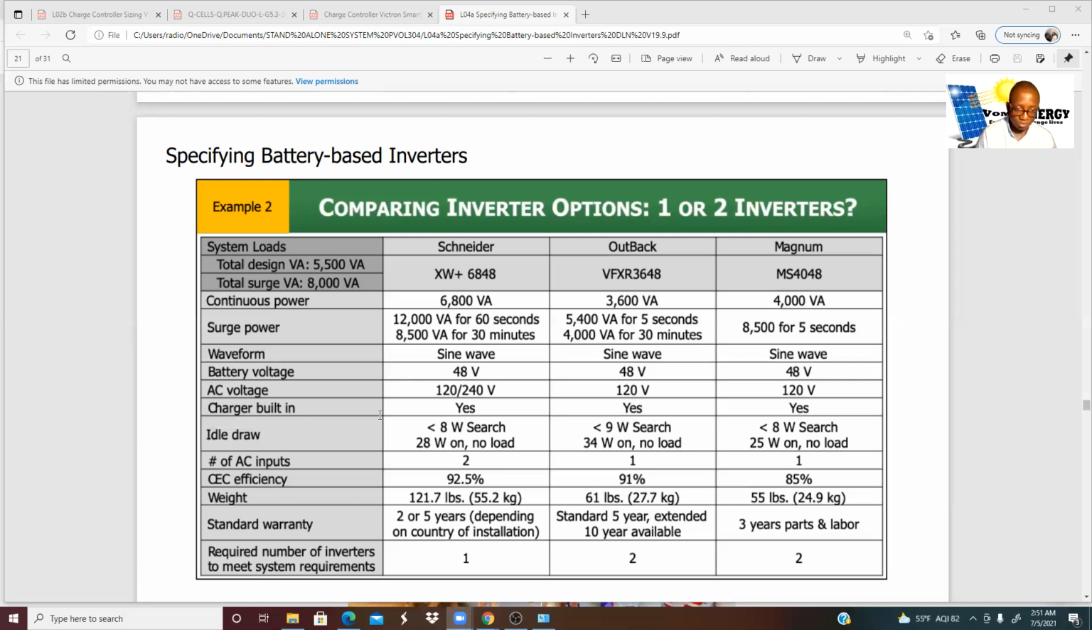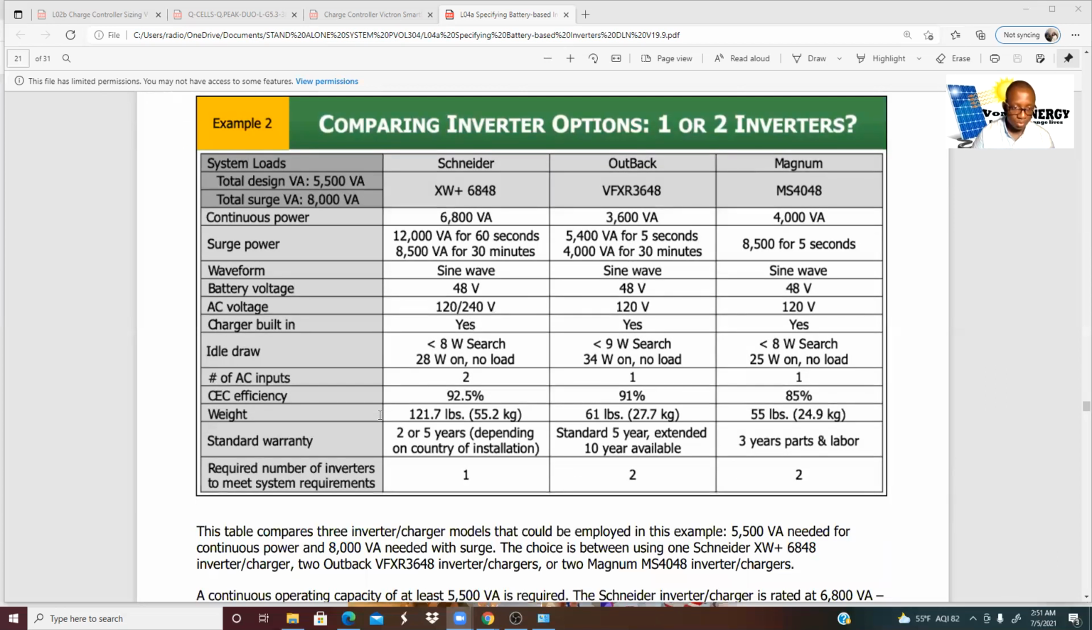The idle draw, 8-watt surge, 28 volt or no load. 9, 34, no load. 8, 25, no load. Now we come down to number of AC inputs. You can have two, you can have one, you can have one.